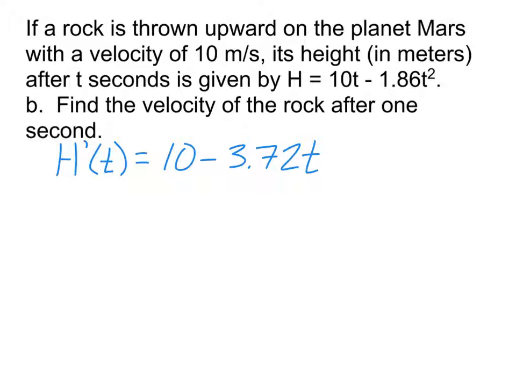When you do all the work, you should be finding here that our derivative function, h prime, is 10 minus 3.72 t. So that's the limit as h approaches 0. And now we want to know what the velocity was after 1 second, so specifically that is h prime of 1. And so we plug 1 in for t, and so that ends up being 10 minus 3.72. And so that ends up giving us 6.28. And again, include the units. And so that is meters per second.